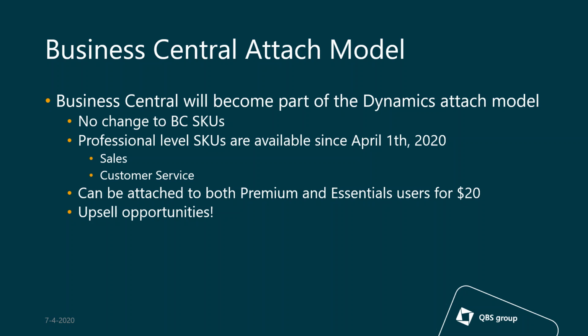But if you're using Business Central licenses, either Essentials or Premium, since April 1st, you're now able to attach a Dynamics 365 Sales or Customer Service license to it. It can be attached to both Premium and Essentials, like I mentioned before, for $20, and in euros, it's something like 70 euros or so per user per month. So that gives you as a partner great upsell opportunities.